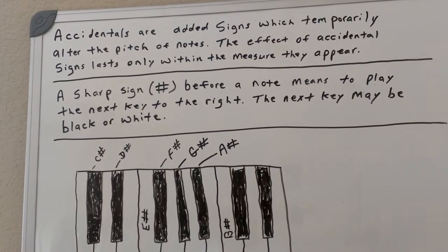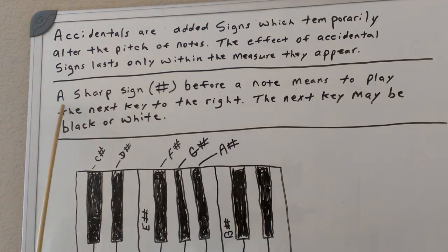Okay, in this lesson we're going to talk about sharp signs and sharp notes and your identification of them. But before we can talk about that, we need to talk about accidentals. What are accidentals? Accidentals are added signs which temporarily alter the pitch of notes. The effects of accidental signs last only within the measure they appear.